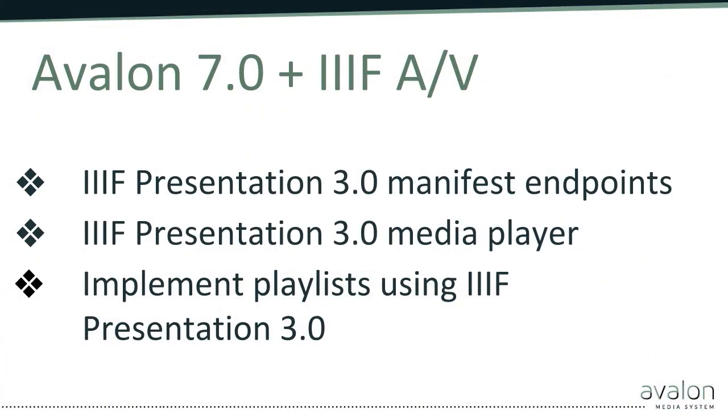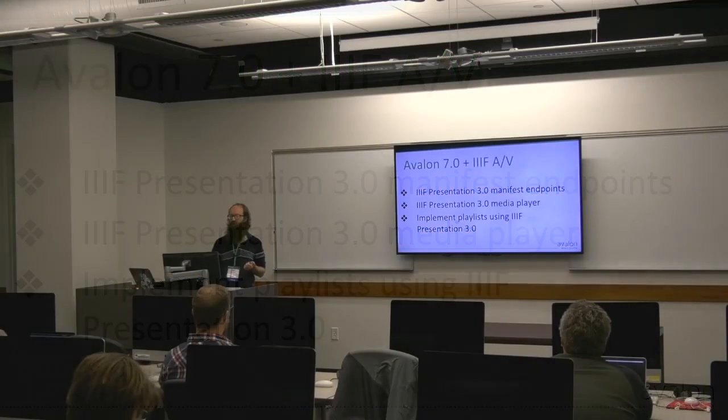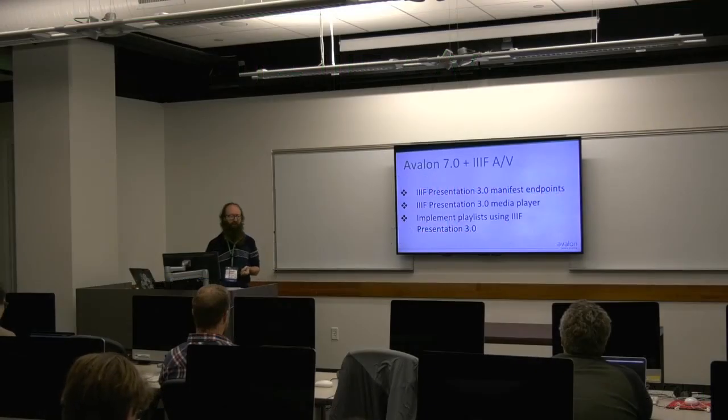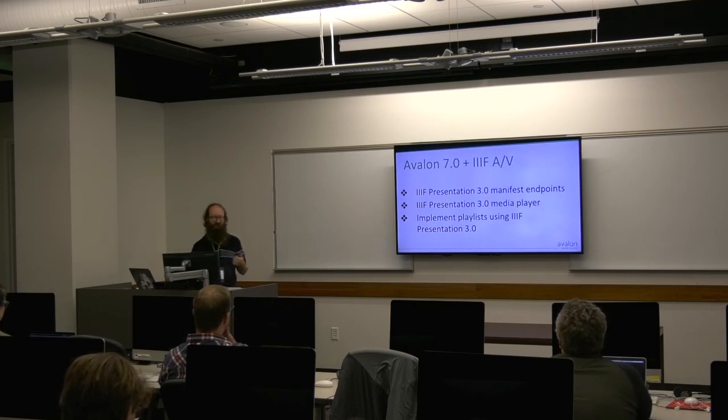So Avalon 7 and IIIF AV. What have we done so far? This is some stuff we'll look at within the workshop segment next: having the manifest endpoint. Hyrax currently will produce, as of Hyrax 2.1, presentation 2.0 manifests using the IIIF manifest gem. So the work that we've done, that's in one of these plugins, is to produce presentation 3.0 manifests so we can get the richness and we can get the time-based media in there.